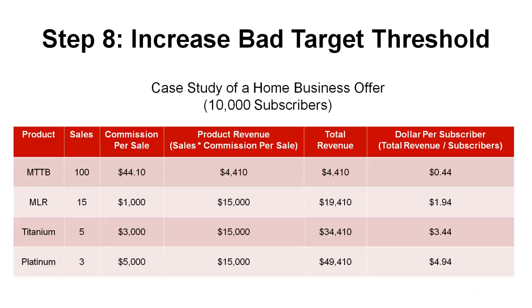So at this point, the dollar per subscriber is on average $4.94. Now this is a case study based on my numbers, based on the offer that I'm promoting. If you are promoting other products, other offers in other niches, this is the kind of matrix that you can use. This is the kind of process you can use to understand how much a subscriber is worth to you.